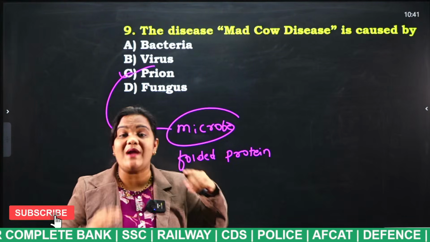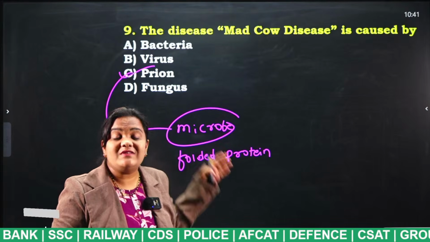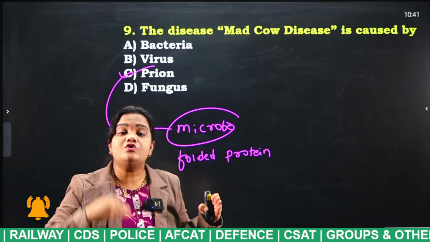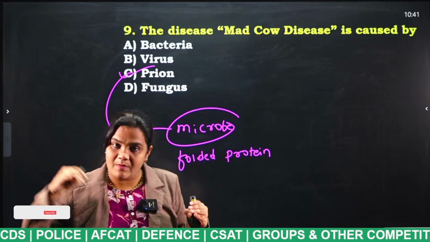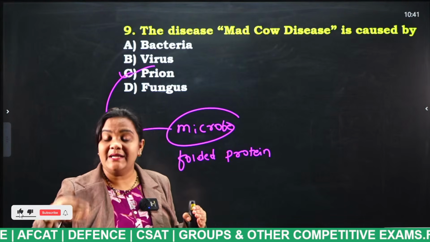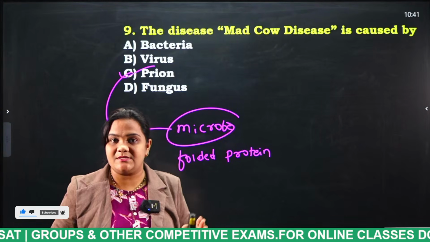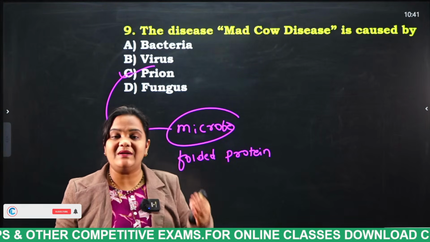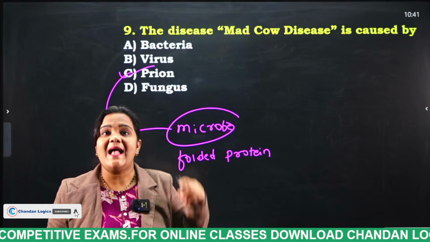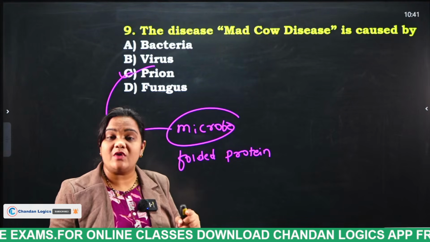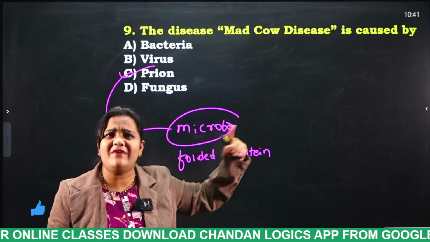And that type of disease, what do we call it, students? Mad cow disease. Why? Because this prion, which is a folded protein, also affects the healthy proteins in our body. In turn, our brain is going to be damaged. So many will say it is mad. And that type of disease we call mad cow disease. Very important.